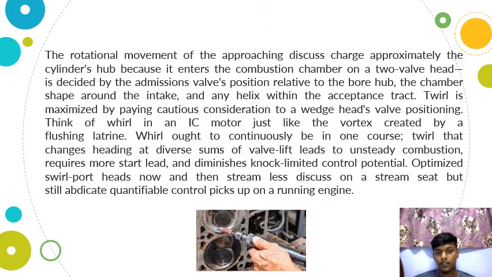Think of swirl in an IC engine just like the vortex created by a flushing toilet. Swirl that continuously changes heading at diverse amounts of valve lift leads to unsteady combustion, requires more spark lead, and has limited control potential. Optimized swirl port heads now and then stream less air on a steady seat, but still yield quantifiable control pick-up on a running engine.